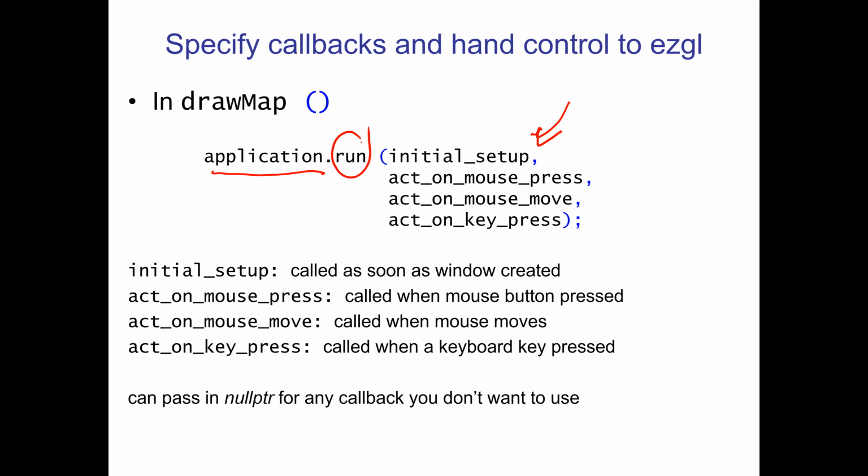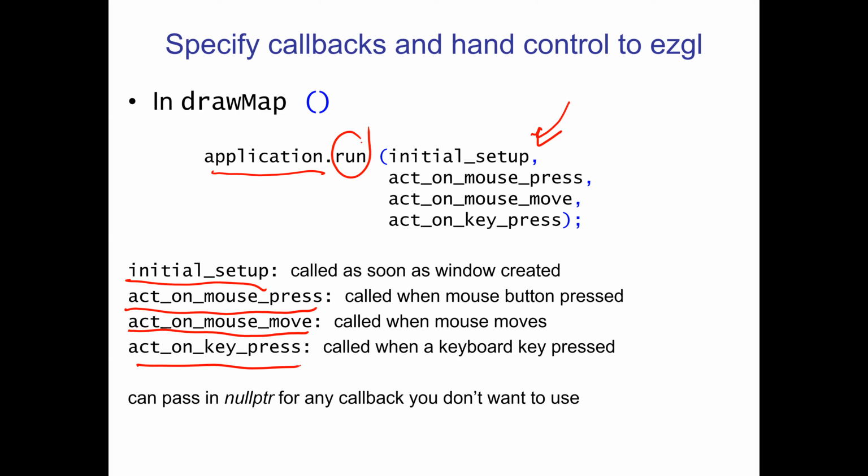Okay, so initial setup is called as soon as the window's created. So it allows you to hook up more things if you want. Act on mouse press is called whenever the mouse button is clicked in your city map, your part of the graphics. Act on mouse move is called whenever the mouse is moved in that part of the window. So you can use that to do tool tips and things like that if you wish. And act on key press is called whenever the keyboard is pressed and the cursor is inside your graphics part of the window.